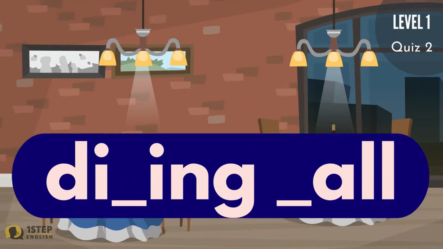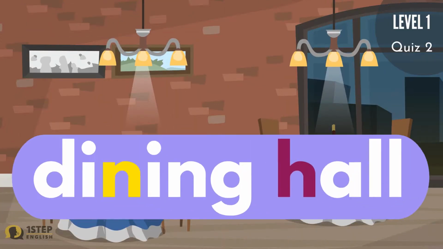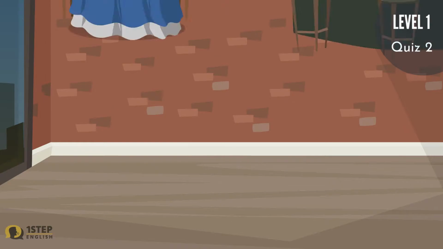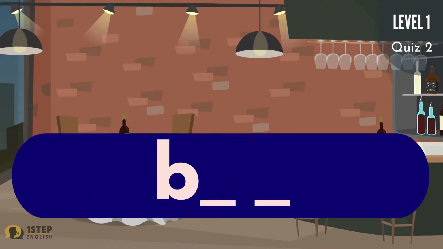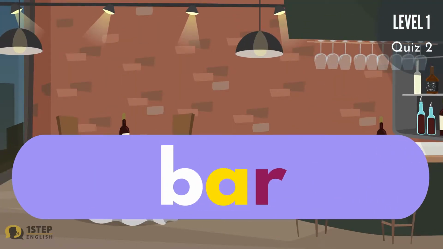Number 2. Dining hall. The missing letters are N and H. Dining hall. Number 3. Bar. The missing letters are A and R. Bar.